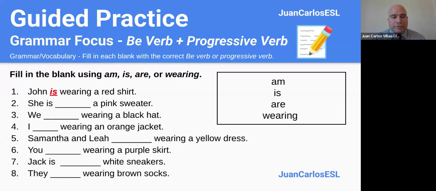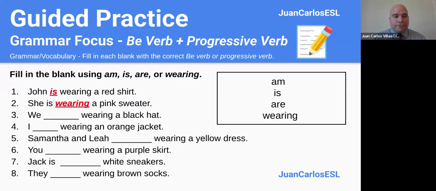So number 2, she is. Here the sentence already includes the be verb, so take that into account. If it already has a be verb, you won't be using another be verb in that same sentence. It's already included. So by the process of elimination, that comes down to wearing. She is wearing a pink sweater. Ella tiene puesto un suéter rosado. She is wearing a pink sweater. So wearing will be a progressive verb in that sentence.